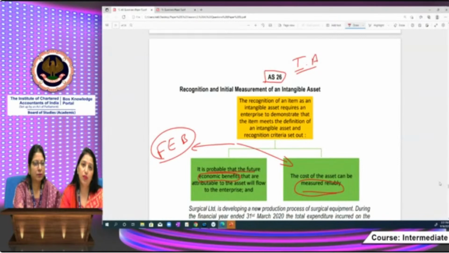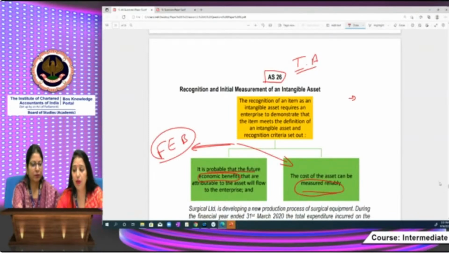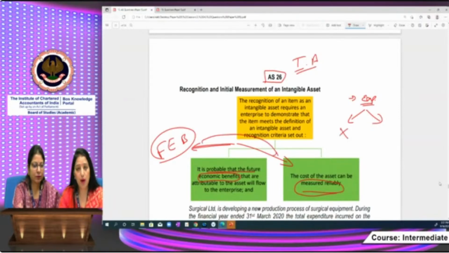The AS provides that after checking these criteria, you have to check which costs will be part of the asset and which will not, and at which time the expenses you have incurred will be part of your asset or not. Because when you are preparing an intangible asset, certain expenses have to be incurred. If these expenses are incurred before these conditions are met, then they will not be part of the asset. But if the conditions are satisfied, only then will it become part of the asset. So with the help of this illustration, we will try to cover the provisions of this AS. It will make it clearer.